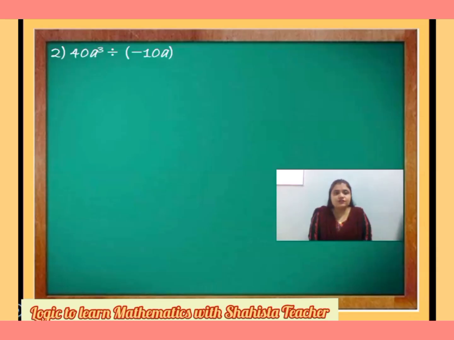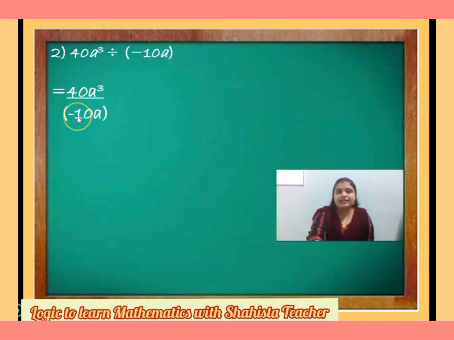Now let's solve sub question 2 of practice set 10.1. Sub question 2 says 48 cube divided by minus 10a. Here 48 cube is the numerator and minus 10a is the denominator. So the solution would be like this. 48 cube is the numerator and minus 10a is the denominator.